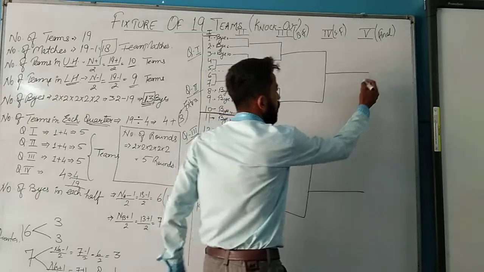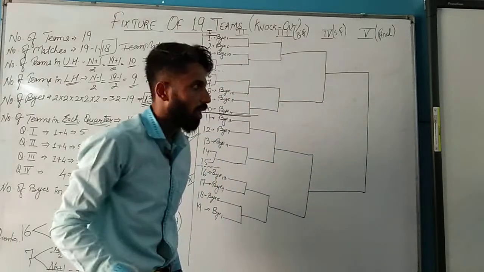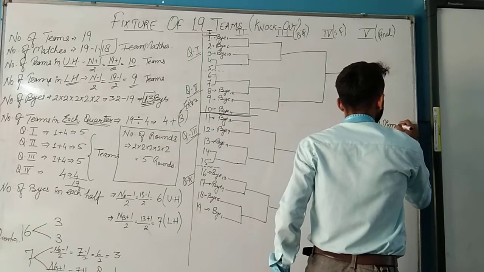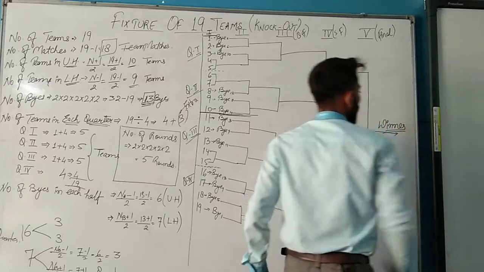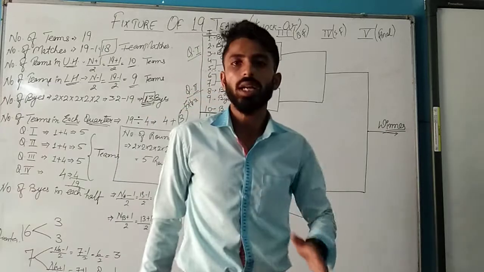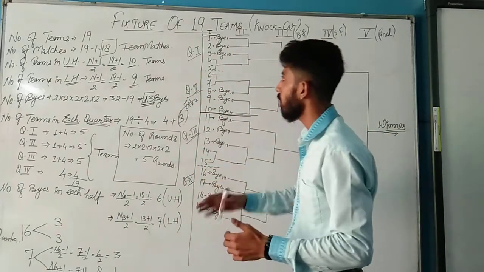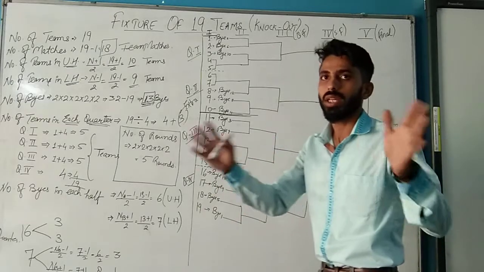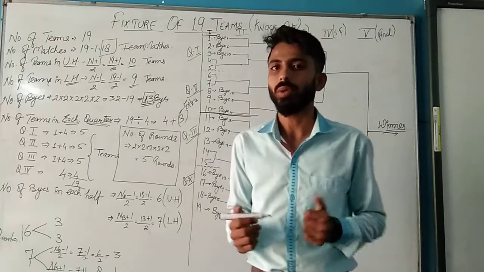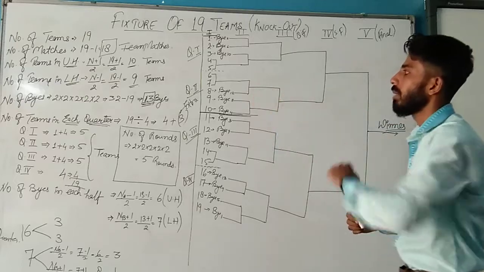So in the final, only two teams are going to play a match, and one of them will be declared the winner. So this is the complete fixture of the 19 teams. Hope you have understood this fixture regarding the teams in each quarter, how the players are going to be divided when the number of teams is large. बहुत ज़्यादा अगर matches होते हैं या बहुत ज़्यादा number of players होते हैं तो कैसे उन्हें distribute करें. So this is the proper way to divide the number of teams in each quarter and to calculate the matches.